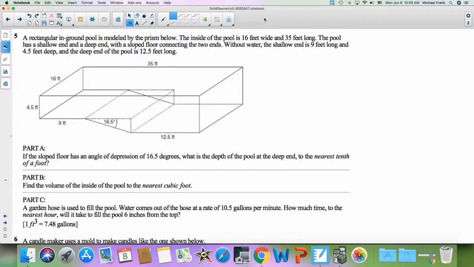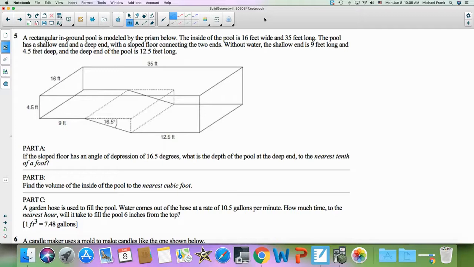Question 5, a rectangular in-ground pool is modeled by the prism below. The inside of the pool is 16 feet wide and 35 feet long. The pool has a shallow end and a deep end, which is a sloped floor connecting the two ends. Without water, the shallow end is 9 feet long and 4.5 feet deep. And the deep end of the pool is 12.5 feet long. Right? All of those numbers are put in there for us that we could see right there, including the beginning of this part A.